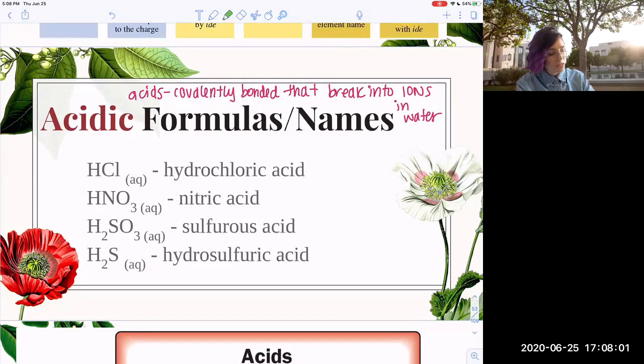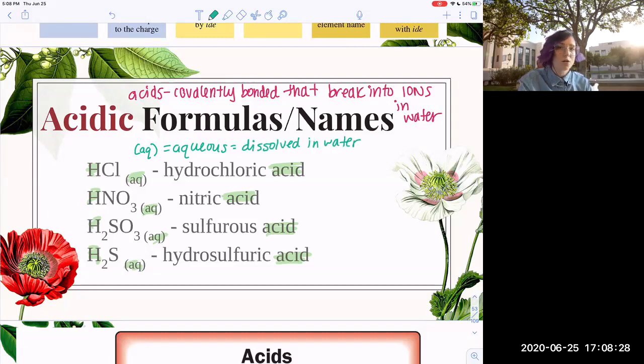So most students see that they all end in the word acid, which is important, that they all begin with hydrogen, and that they all have this weird little thing over here. What is that? This, AQ, stands for aqueous, meaning dissolved in water. If I have something dissolved in water, what kind of mixture would it be? It would be a homogeneous mixture. Yeah, so this is a solution, a homogeneous mixture.